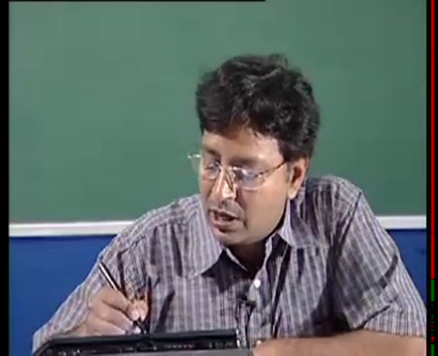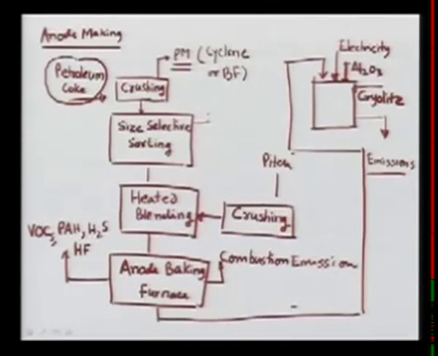And here also, as the sieving is done, a lot of particles come out, that is of the petroleum coke. So again, particulate matter must be removed by means of a cyclone. Okay, and then once the selective size sorting is done, we need to finally make the anode.